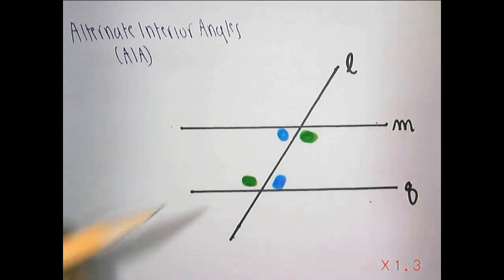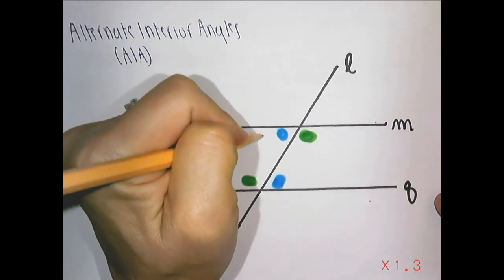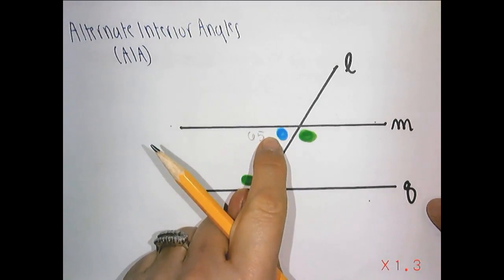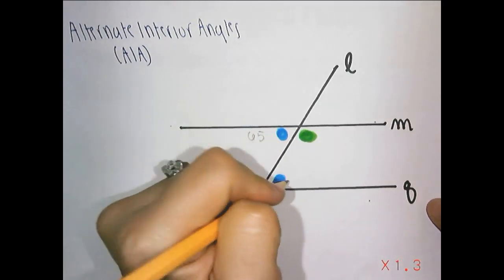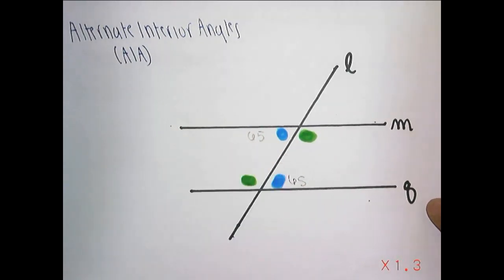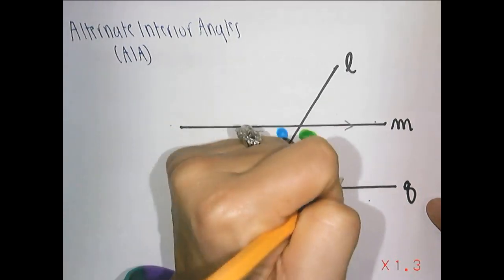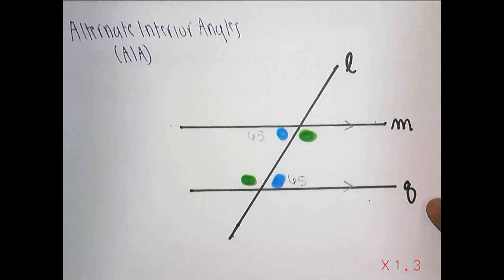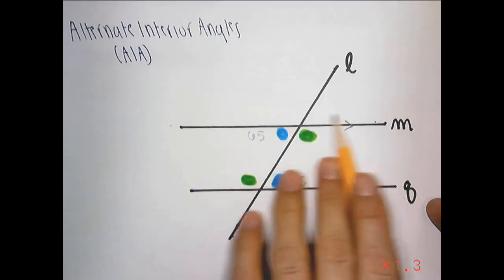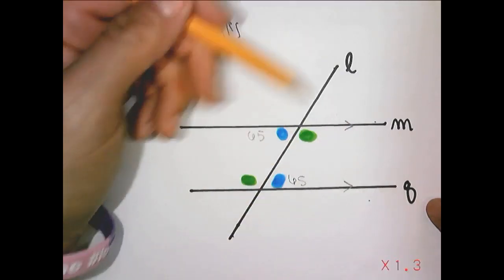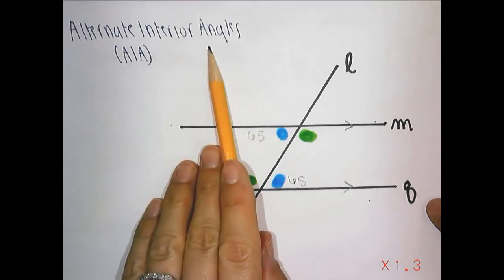So if I told you this was 65 degrees, right here, its alternate interior angle would also have to be 65 degrees. And keep in mind, these lines are parallel. It's only true when they're parallel. You have two parallel lines cut by a transversal, alternate interior angles.